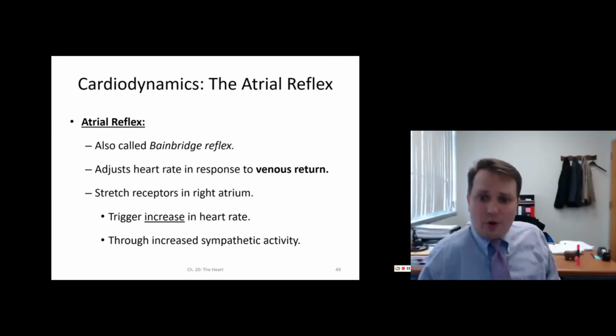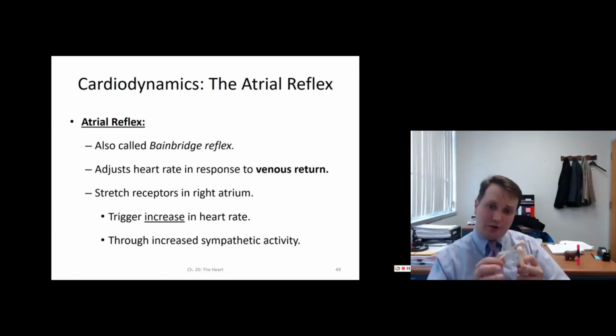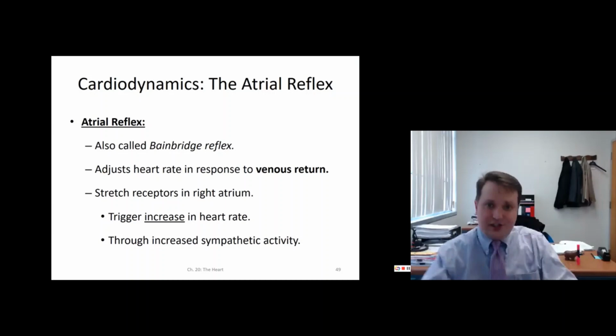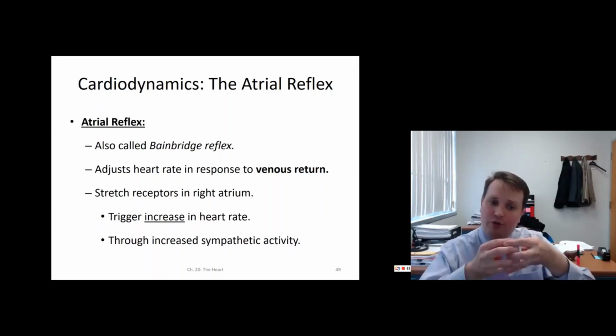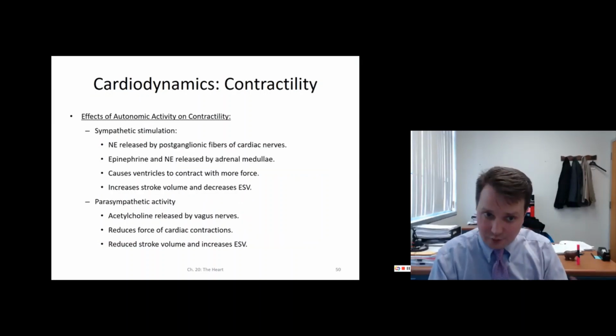Now, the atrial reflex. We said that this was when the atria starts to stretch. What's going to happen is it stretches. It's called the Bainbridge reflex. It is adjusting our heart rate to that venous return. More blood in, more blood out. There are stretch receptors which trigger an increased heart rate using the sympathetic nervous system. It is called the atrial reflex or the Bainbridge reflex.